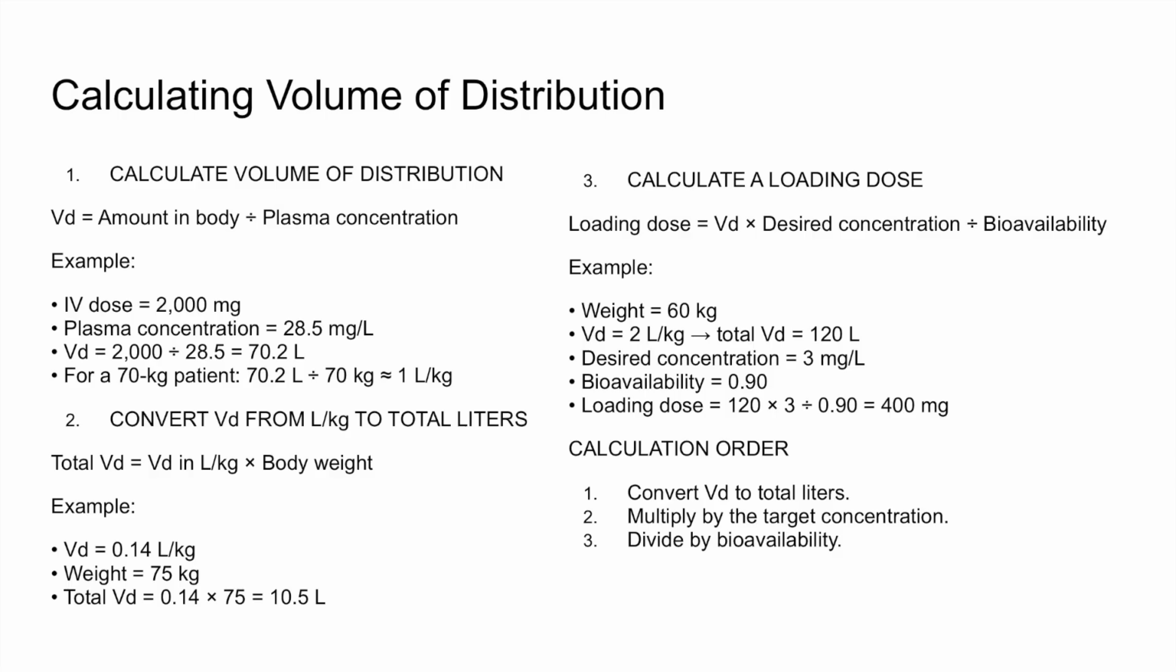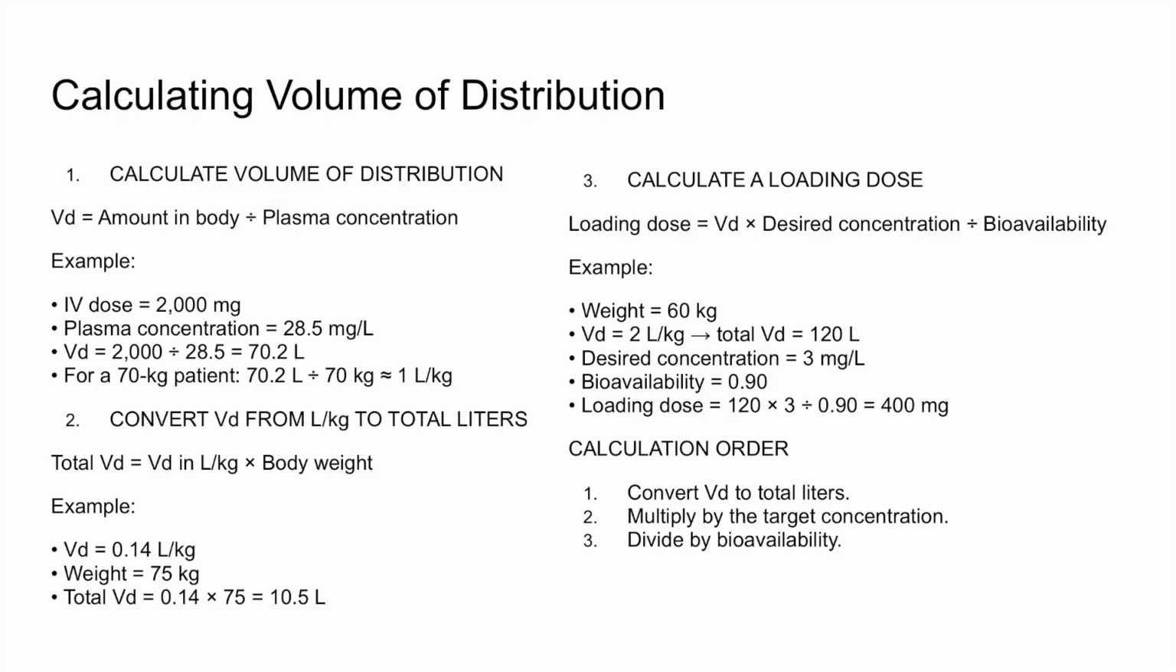VD also determines the loading dose needed to reach a target concentration. Loading dose equals VD times the desired concentration divided by bioavailability. For a 60 kilogram patient with a VD of 2 liters per kilogram, total VD is 120 liters. Multiplying by 3 milligrams per liter and dividing by 0.9 gives a loading dose of 400 milligrams. So that was a lot of math, but like I said, just practice, and this will become second nature pretty quickly.